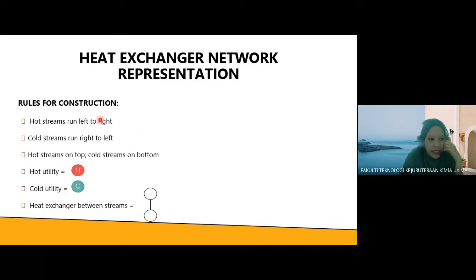Okay, this is the rule for construction. Hot stream runs left to the right. Cold stream runs right to the left. Hot stream on the top and cold stream on the bottom. And then this is to indicate the hot utility, and cold utility is indicated by C symbol. And then heat exchanger is indicated by this dumbbell, right?